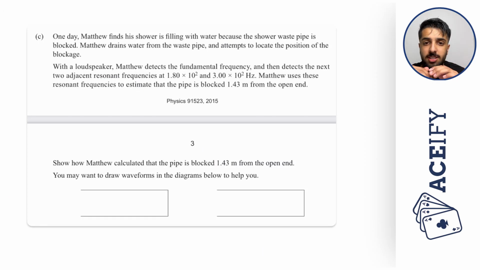One day, Matthew finds his shower is filling with water because the shower waste pipe is blocked. Matthew drains the water from the wastepipe and attempts to locate the position of the blockage. With a loudspeaker, Matthew detects the fundamental frequency and then detects the 2 adjacent resonant frequencies at 180 and 300 Hz. Matthew uses these resonant frequencies to estimate that the pipe is blocked 1.43 meters from the open end. Show how Matthew calculated that the pipe is blocked 1.43 meters from the open end. You may want to draw waveforms in the diagram below to help you.